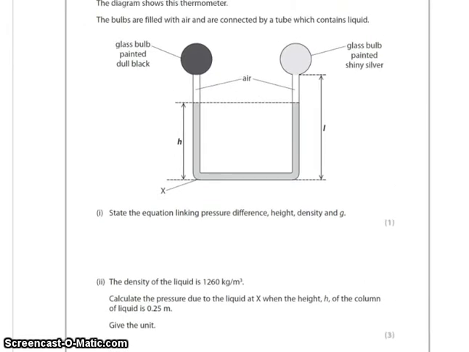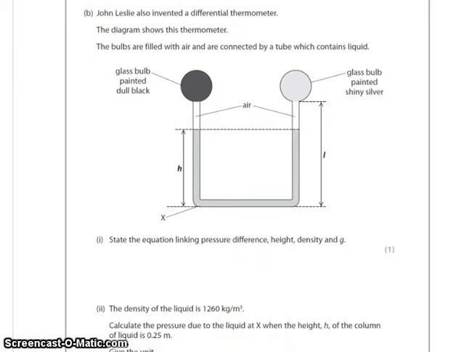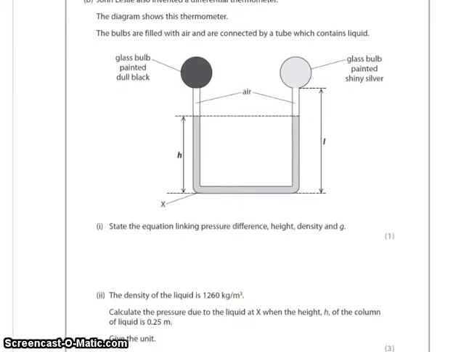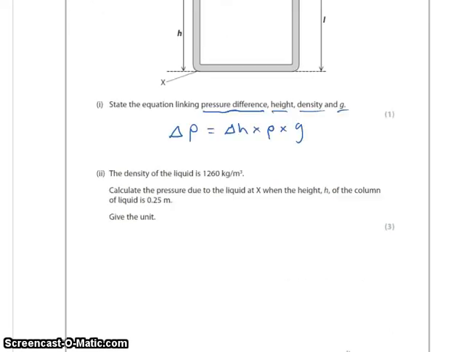John Leslie invented a differential thermometer too, which is filled with air and a tube connected between them that contains liquid. The only difference being that the bulbs are painted different colours. Now, we're looking here at the height of this liquid, and so they're asking for an equation that links pressure difference, height, density and g. And what we're looking for is the pressure difference is equal to the change in height times the density times g. Then you can write them in words or symbols if you use the correct symbols.